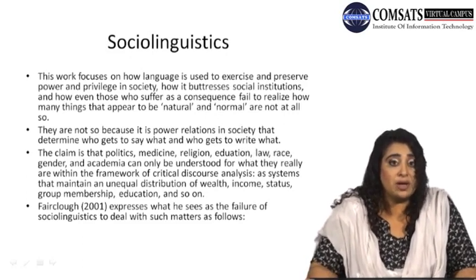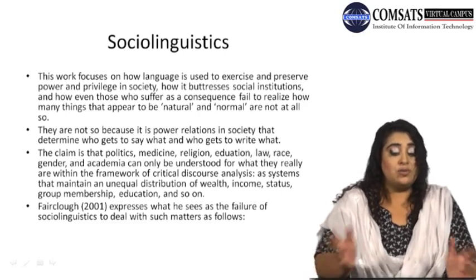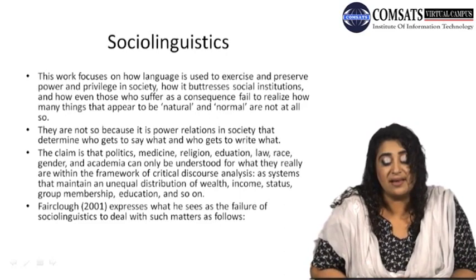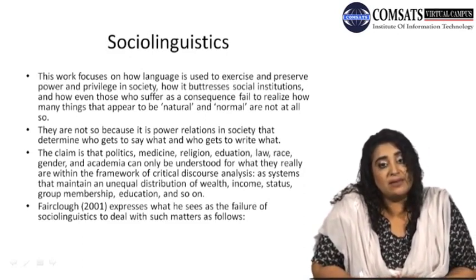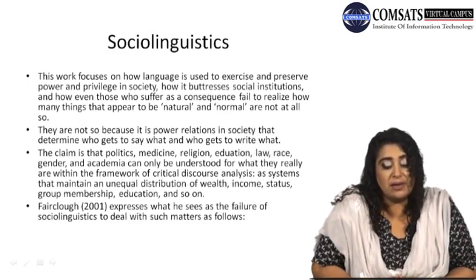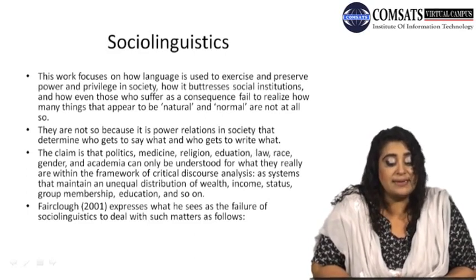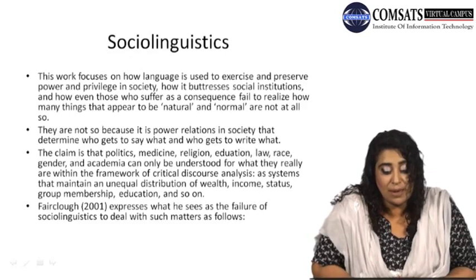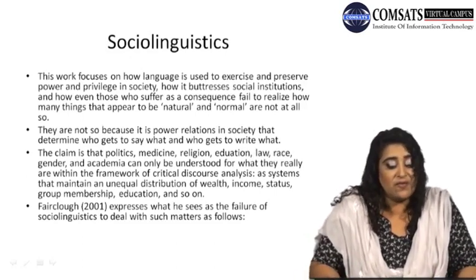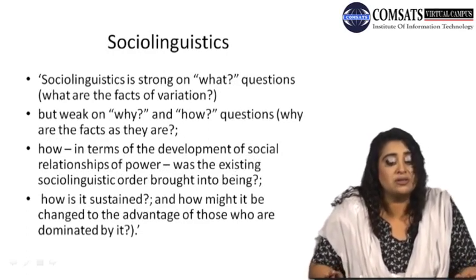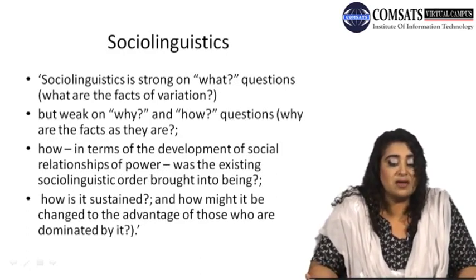They are not so because it is power relations in society that determine who gets to say what and who gets to write what. So according to this, we don't have real freedom of speech. The claim is that politics, medicine, religion, education, law, race, gender, and academia can only be understood for what they really are within the framework of critical discourse analysis, as systems that maintain an unequal distribution of wealth, income, status, group membership, or education, and so on. So Fairclough, in 2001, expresses what he sees as a failure of sociolinguistics to deal with such matters as follows. According to him, sociolinguistics is strong on questions like: what are the facts of variation?